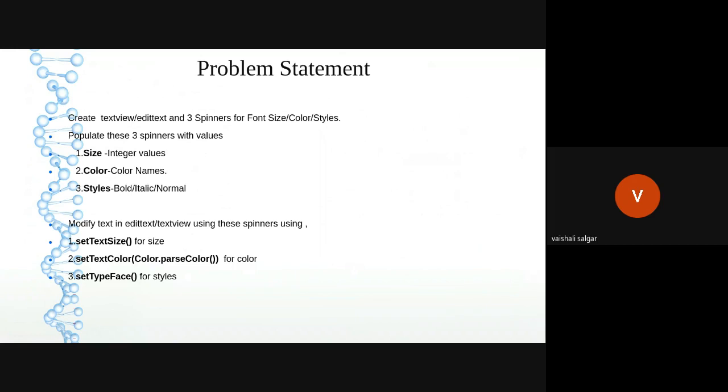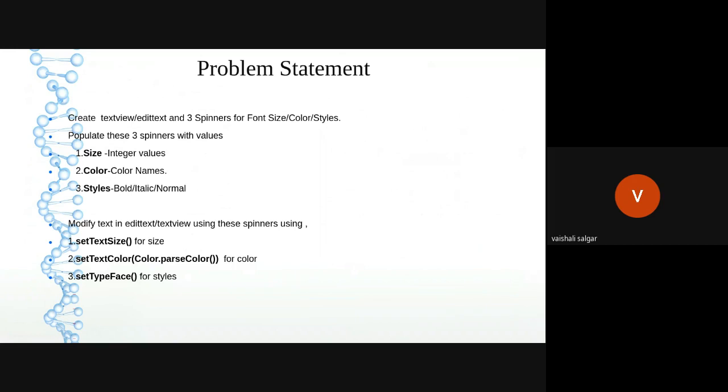Same way, when I want to change the color, there is a set text color. And obviously over here we want to change the color. So whatever colors you have mentioned, for that color we can use Color.parseColor. So by using this parseColor, it is automatically going to parse that color, which will be set to the text by using set text color for changing the color of your text.